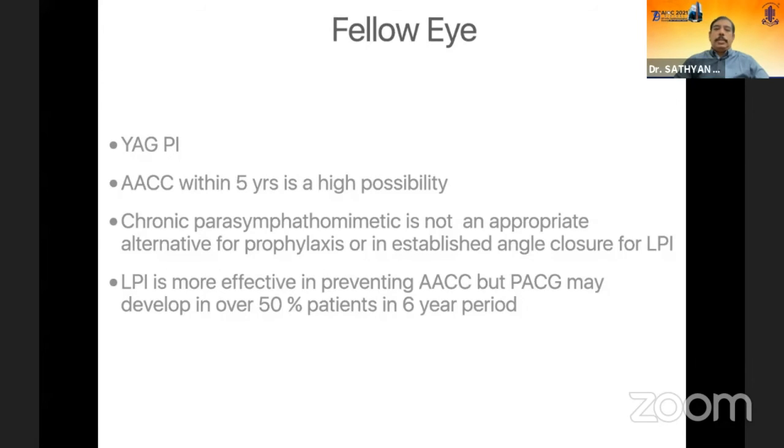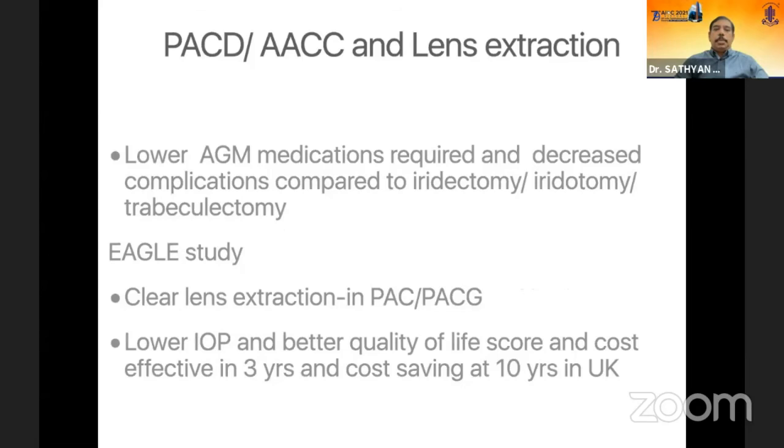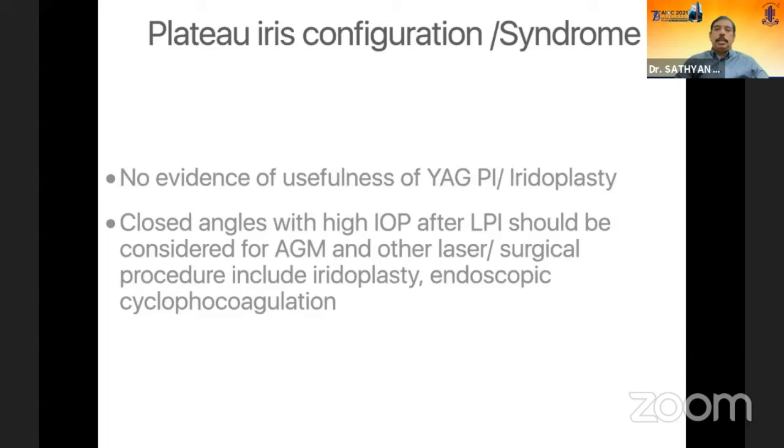In the fellow eye, you have to make sure that you do the prophylactic peripheral iridotomy, because within a 5 year period, the patients may go in for an acute angle closure crisis in the other eye. In PACD and acute angle closure glaucoma, the EAGLE study and other studies have shown that clear lens extraction may have a role to play, but I'm not going to discuss that in detail here.